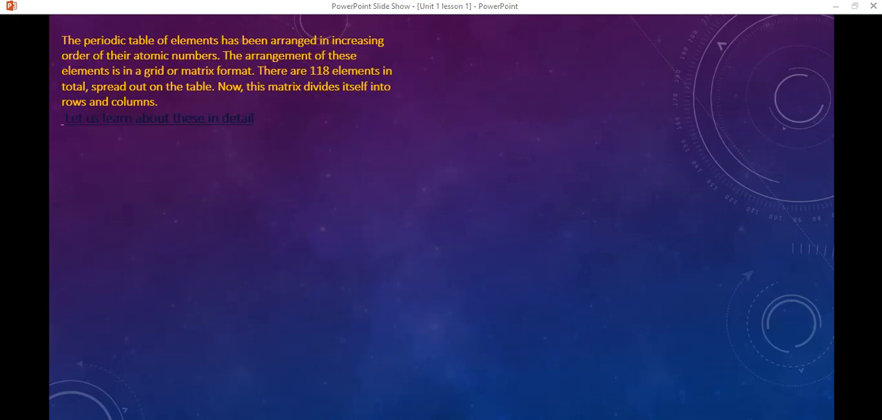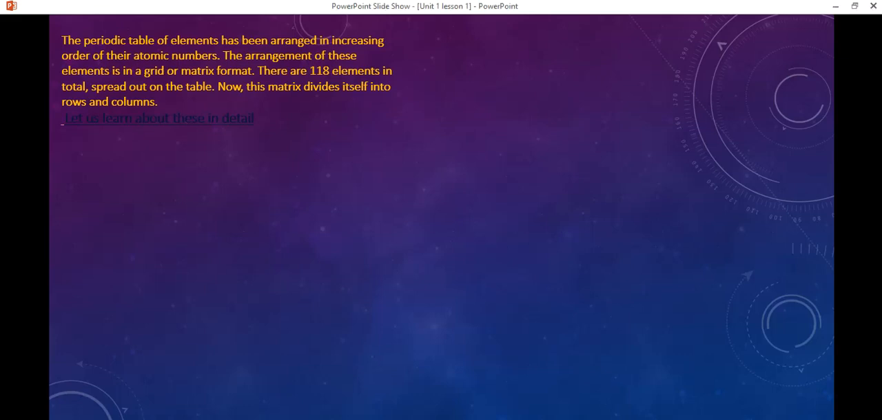Finally, we have the modern periodic table. The periodic table of elements has been arranged in ascending order of their atomic number. The arrangement of these elements makes a matrix form. There are 118 elements in total, spread out on the table in matrix format, divided into rows and columns.